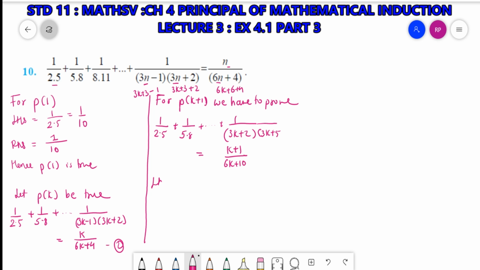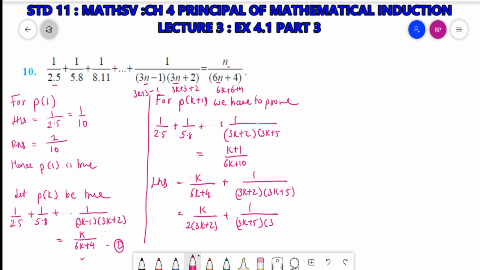Okay, so now let's take LHS. We will use our shortcut. Before this term it will be 3k minus 1, 3k plus 2, so for this we'll use k upon 6k plus 4 plus 1 upon 3k plus 2 into 3k plus 5. Clear? So now this will be equal to k upon, if I take 2 common, it will be 3k plus 2, plus 1 upon 3k plus 2 into 3k plus 5. So I can take 1 upon 3k plus 2 common, into k by 2 plus 1 upon 3k plus 5.